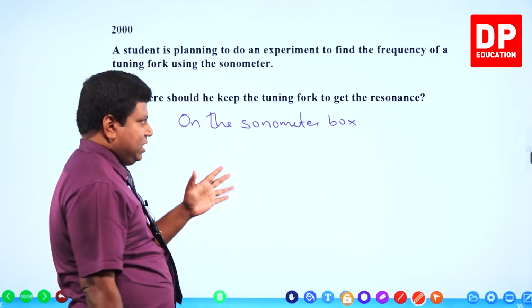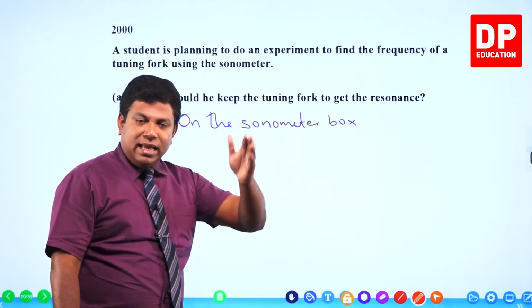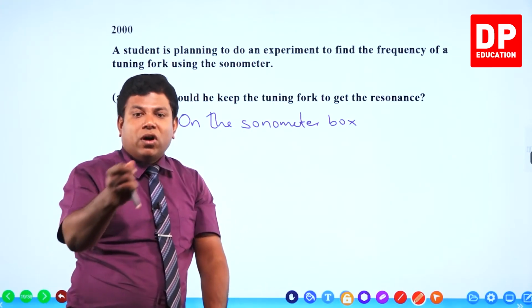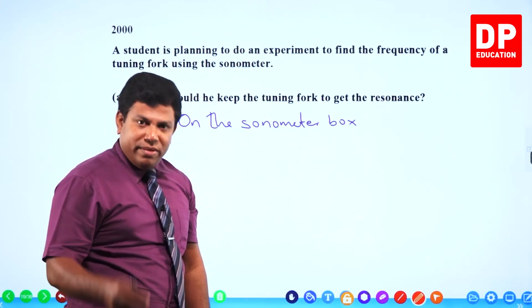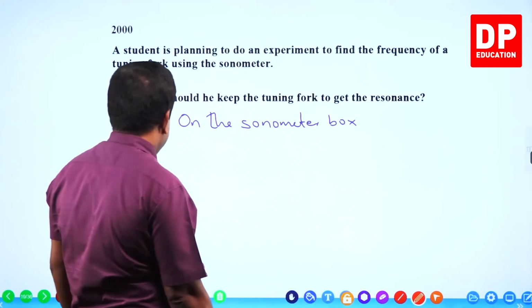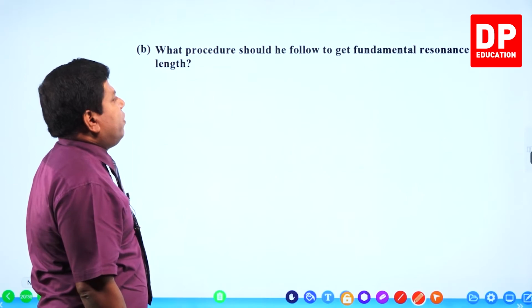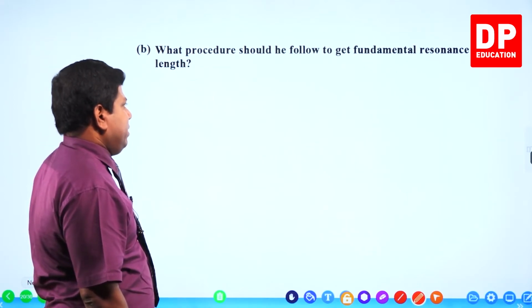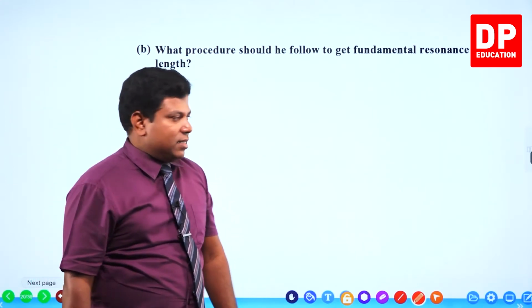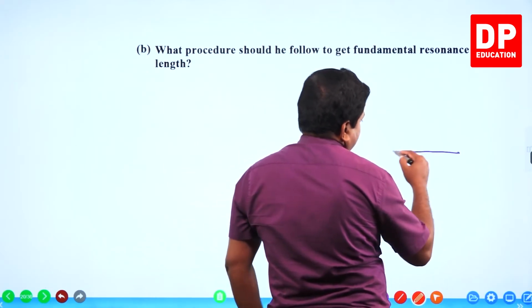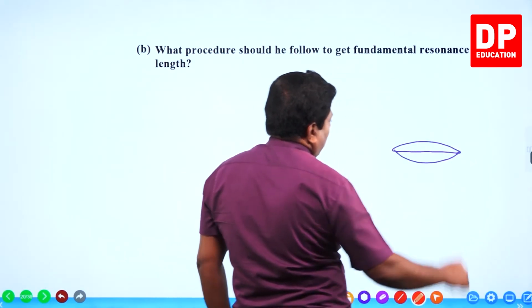Even though in this experiment we have not discussed that, in the other experiments we are using the tuning fork to resonate with the sonometer. We have done 2 experiments like that. What procedure should he follow to get the fundamental resonance length? So how do we get the fundamental resonance? Fundamental resonance means this scenario. So how do we do it?